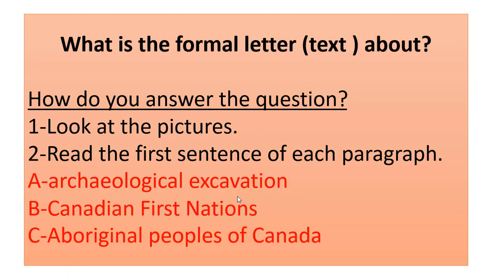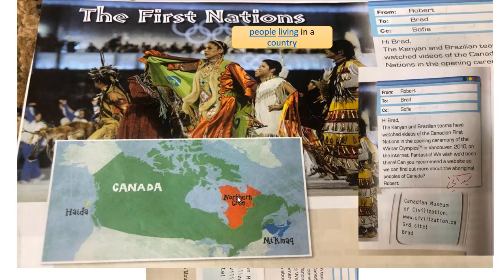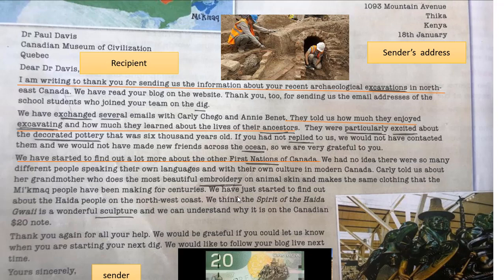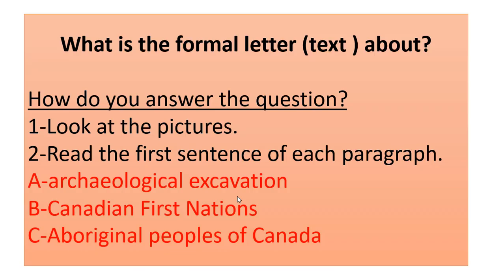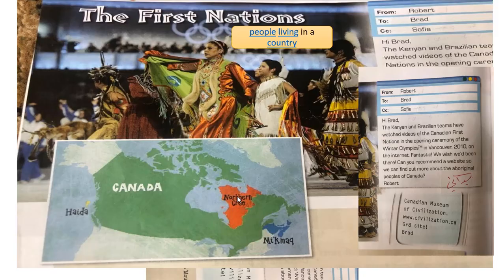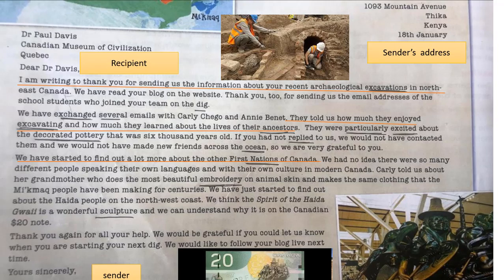Now let's start. What is the formal letter? Or what is the text about? As you see, this is a formal letter. What is it about? What does it talk about? If you want to answer these questions, you have to look at the pictures. As you see, we have pictures, a map, different pictures. These pictures can help you understand the lesson.